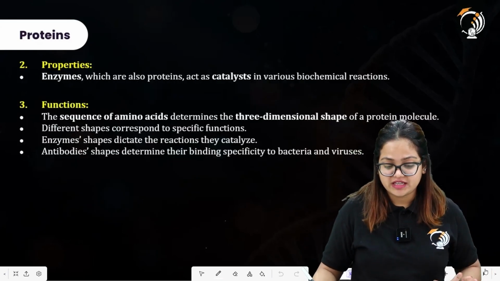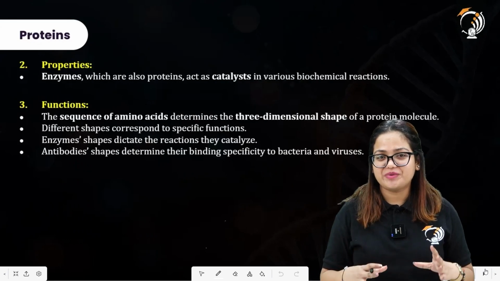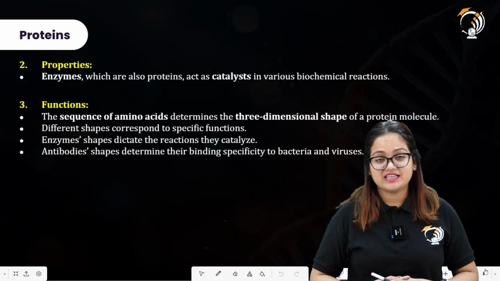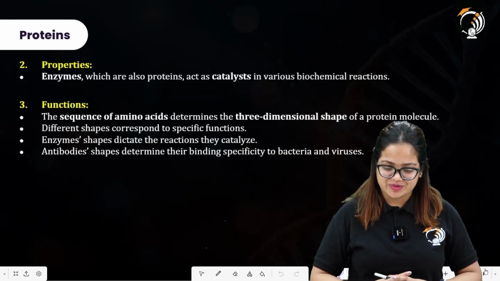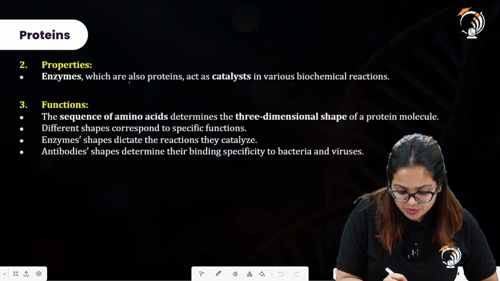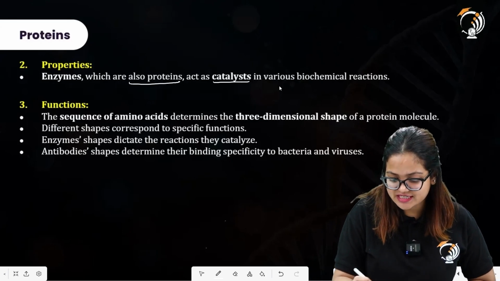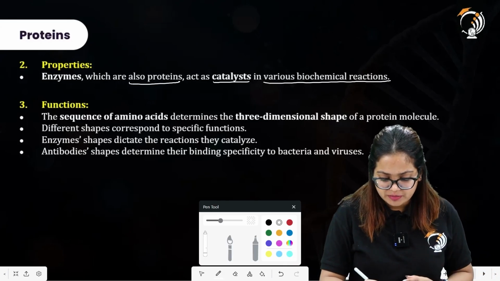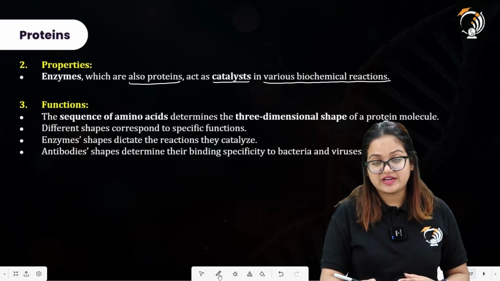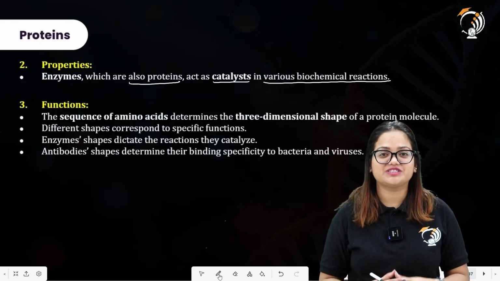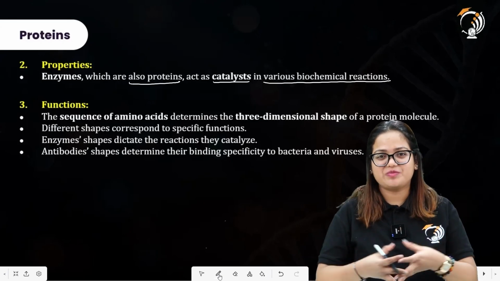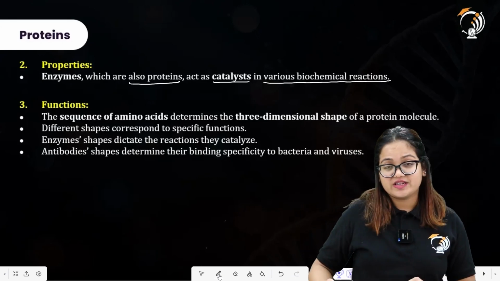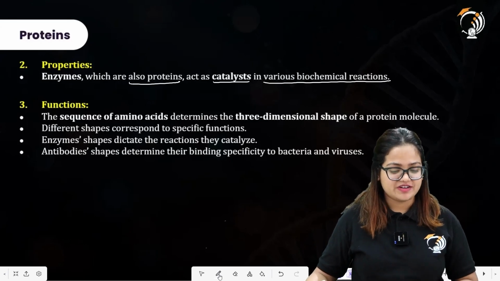Enzymes, which are also proteins. So we have a whole chapter considering enzymes, and it is very crucial as per examination view. The next one shot will be of the enzyme chapters. The enzymes, which are also proteins, act as catalysts in various biochemical reactions. And by catalyst, what do we mean? Basically, they increase the rate of chemical reactions. They hasten the chemical reaction rate. All right. This speeds up the process whenever the enzymes are taking part in the chemical reaction.